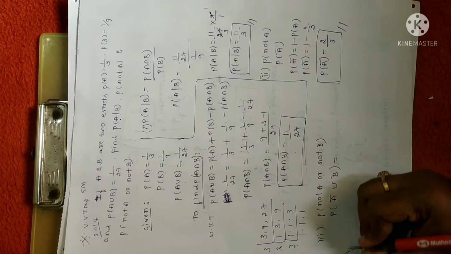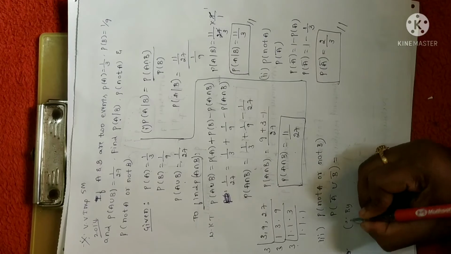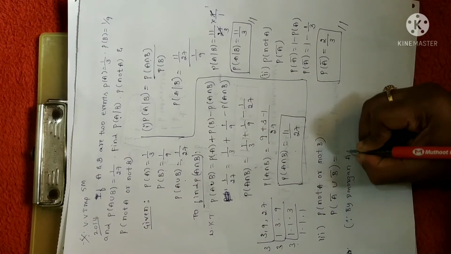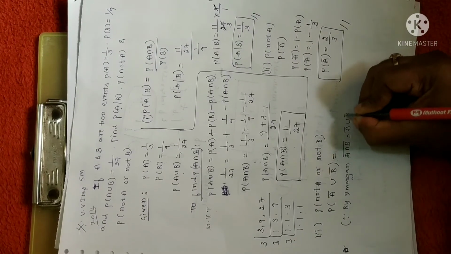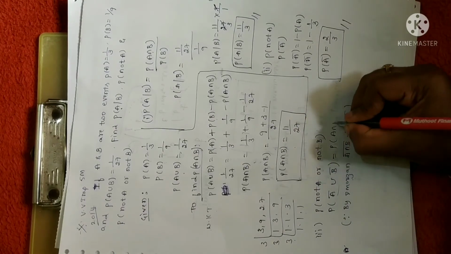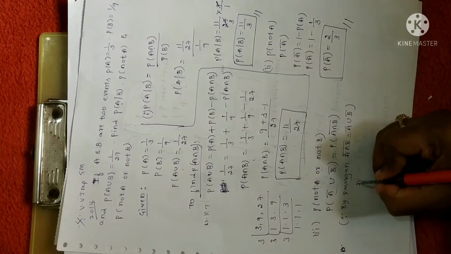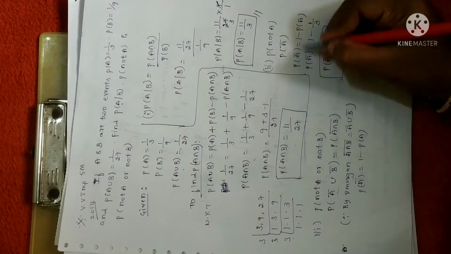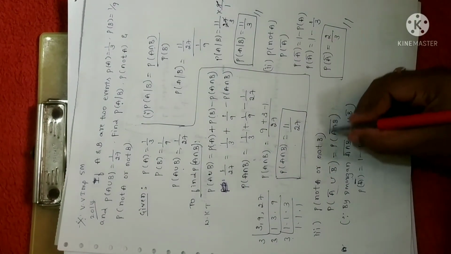So what does De Morgan's law say? By De Morgan's law, A intersection B whole complement will be equal to A complement union B complement. So I can replace this with A intersection B whole complement. Fine. Now since we know that P of A complement will be equal to 1 minus P of A, now in place of A what we have here is A intersection B complement.